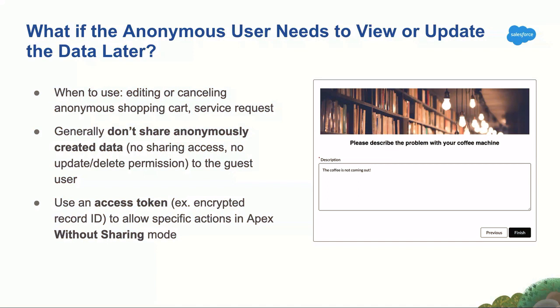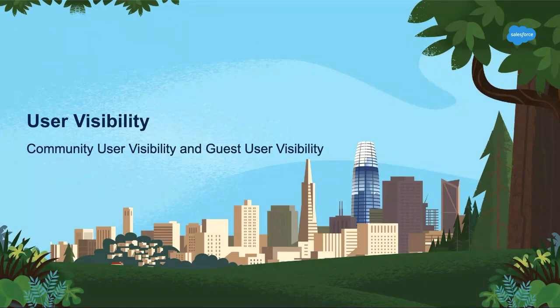So with this access token, you can grant elevated access to the user to do update and delete on this data using, for example, access without sharing, only for this kind of special actions. So that's creating data anonymously.